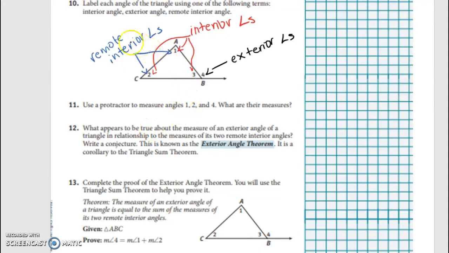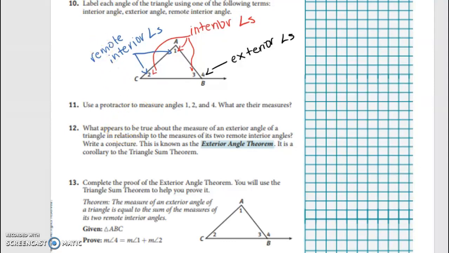Welcome back. So hopefully you took this time to complete number 10. I went ahead and labeled it myself. The remote interior angles are angle 1 and 2. All interior angles are 1, 2, and 3, and then angle 4 is an exterior angle.